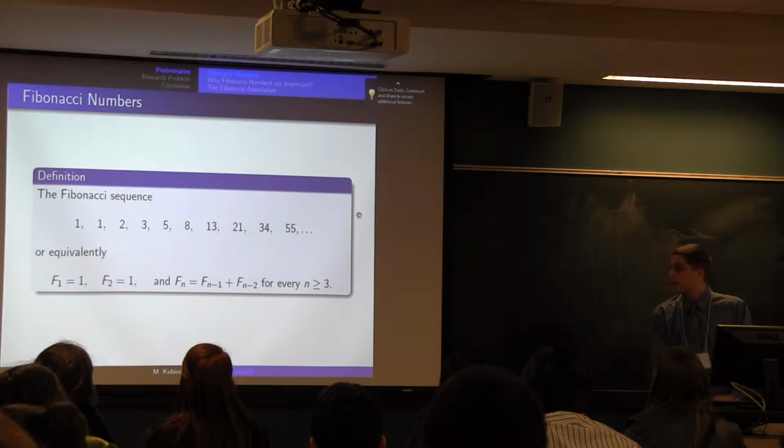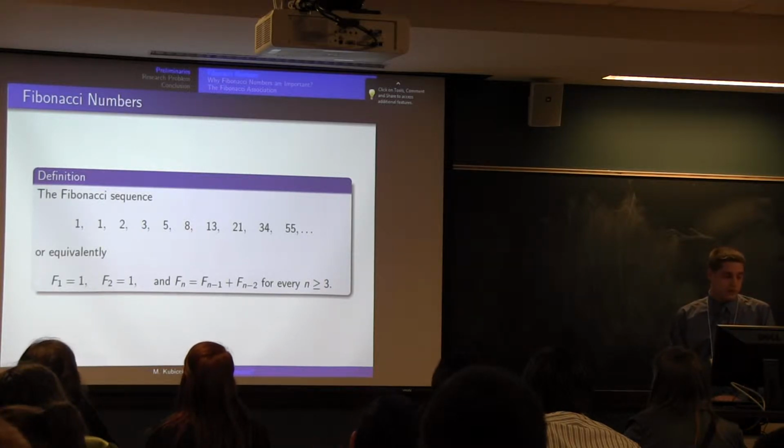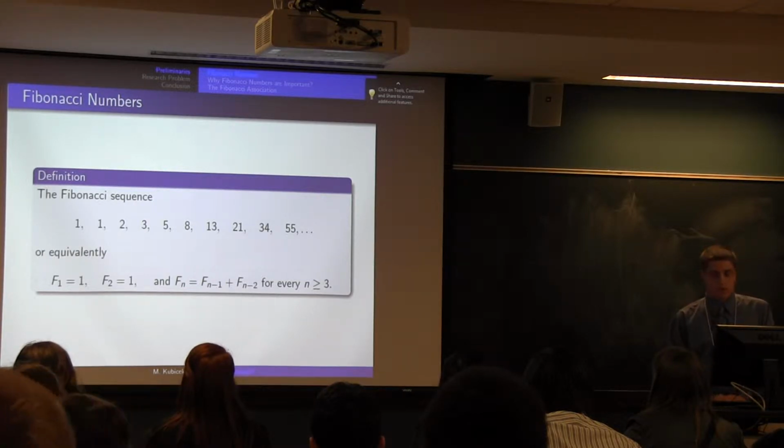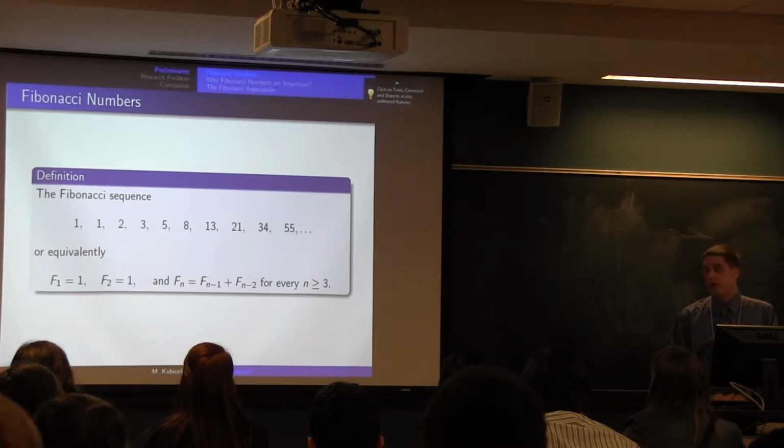We can generalize the Fibonacci sequence as f sub 1 is equal to 1, f sub 2 is equal to 1, and f sub n is equal to f sub n minus 1 plus f sub n minus 2 for every n greater than or equal to 3.